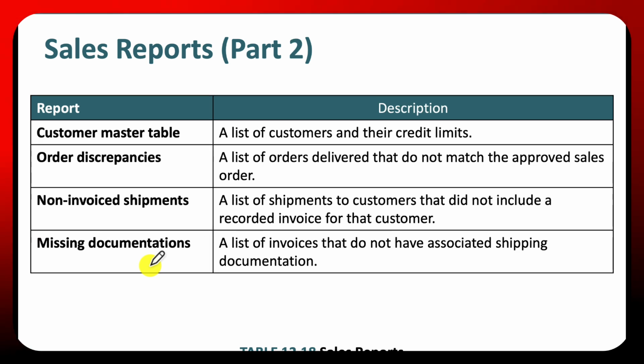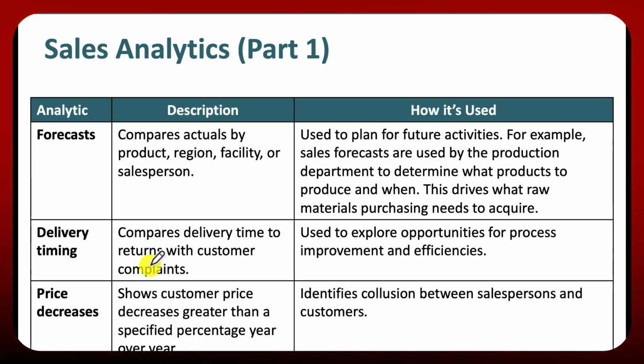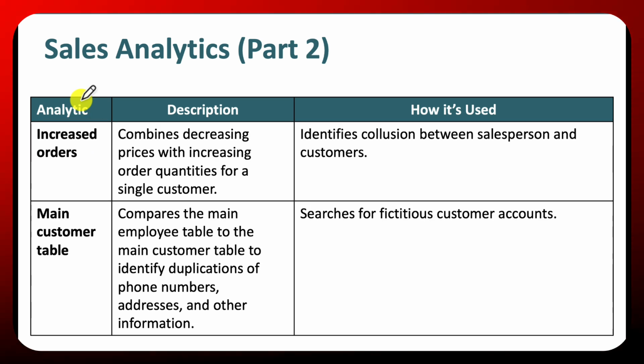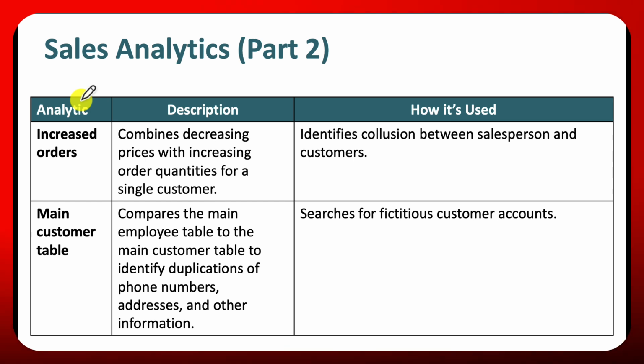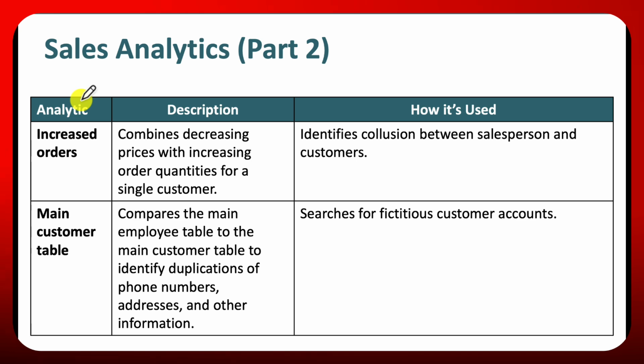We might also have our customer master table. We might have other discrepancy reports or maybe non-invoiced shipments or missing documentation. Additionally, some of the more fun ones are our forecasts for predictive analytics or delivery timing, which basically tells us how long it took us to get the items to the customer, and maybe pricing decreases as well. We might also have increased order, where we are comparing decreasing prices with an increasing order quantity for specific customers, and obviously maintaining customer tables.